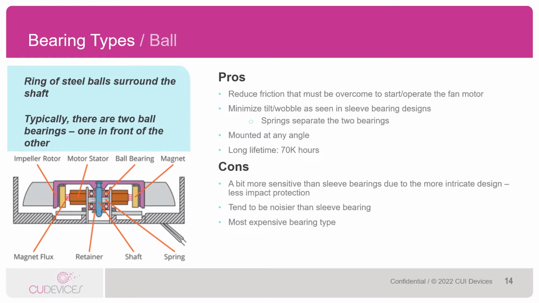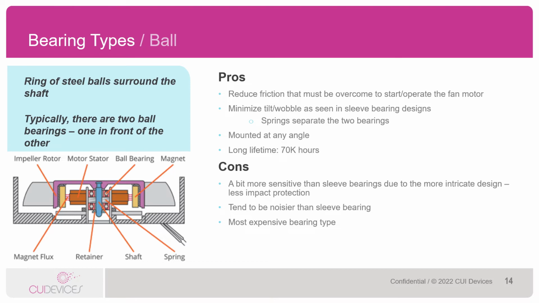While ball bearings look to be superior to sleeve bearings up front, there are also a couple of drawbacks. They are a bit more sensitive than sleeve bearings due to the intricate design, and they tend to be a bit noisier than sleeve bearings as well. They are also the highest ticket bearing type.